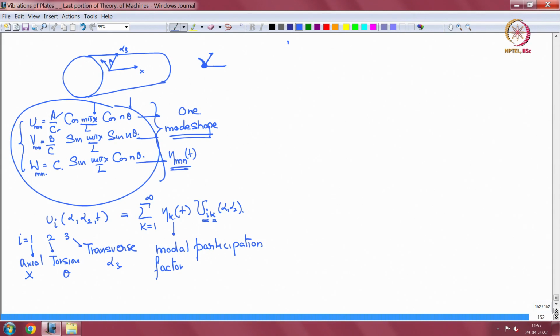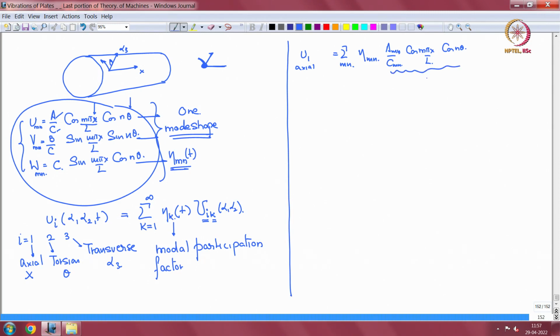So for example, for the same cylinder example, u1, which is axial, will be summation over mn, eta_mn, then a_mn by c_mn cos(m pi x by L) cos(n theta). Okay. So this is u1k now, according to this formula, u1k.